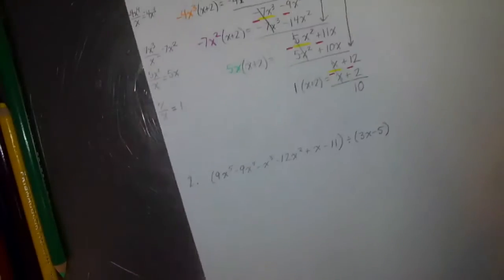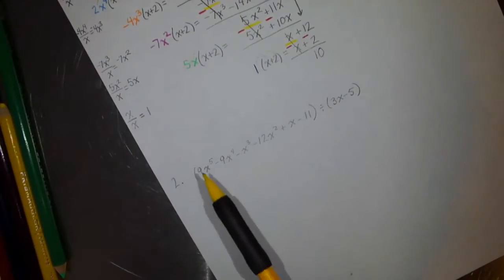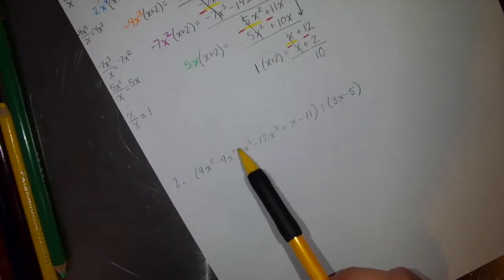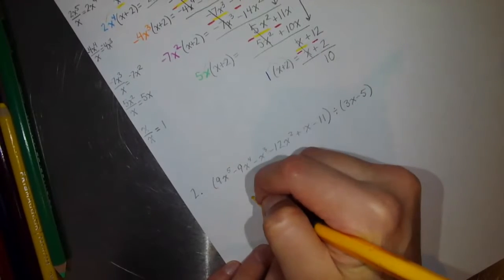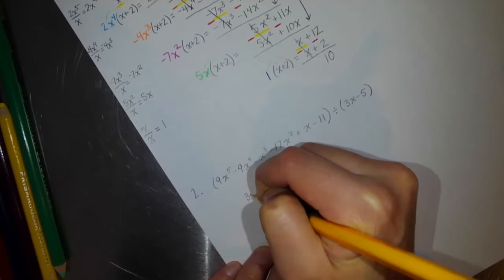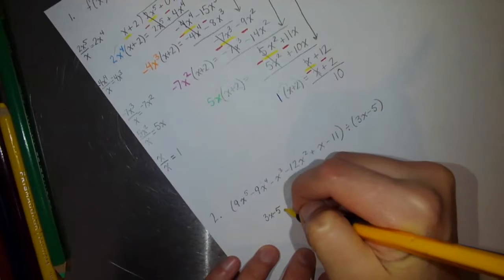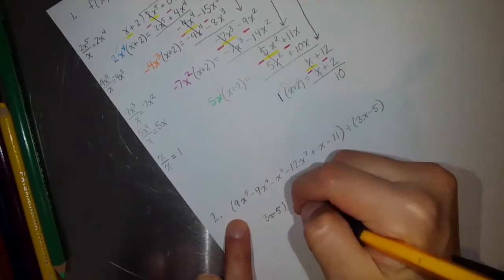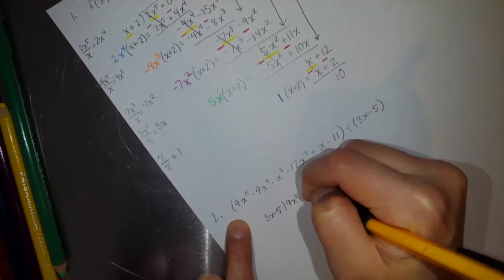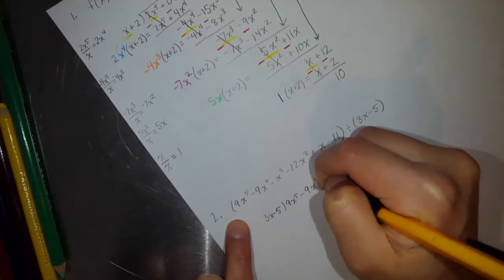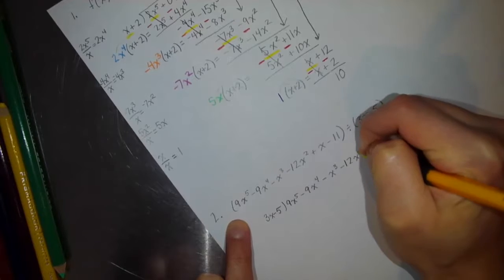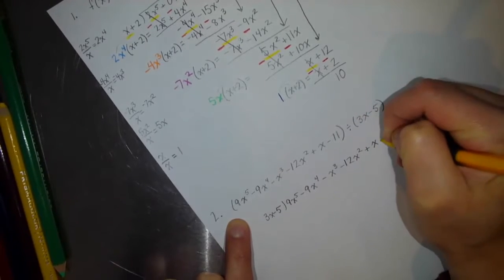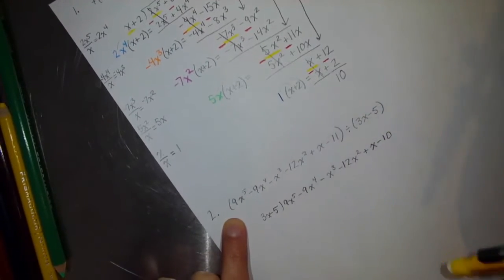Okay, let's look at the next one. So I'm looking at my exponents. I have 5, 4, 3, 2, 1, constant. So that's great. I don't need any placeholders. I'm going to write my 3x minus 5 on the outside. And then this on the inside. So I have 9x to the 5th, and x to the 4th, minus x to the 3rd, 12x squared. So we're using a lot of our different rules that we've learned.